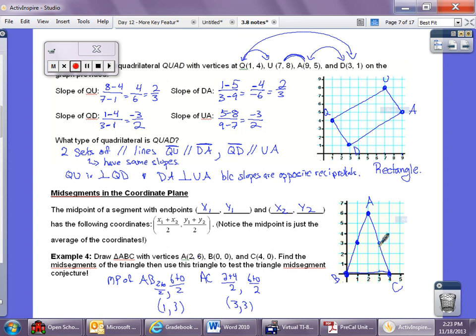And then the midpoint of BC, we have 0 plus 4 divided by 2, and 0 plus 0 divided by 2. So this is 2, 0. And that is the midpoint of each one of these. And we will pick the next part up tomorrow.